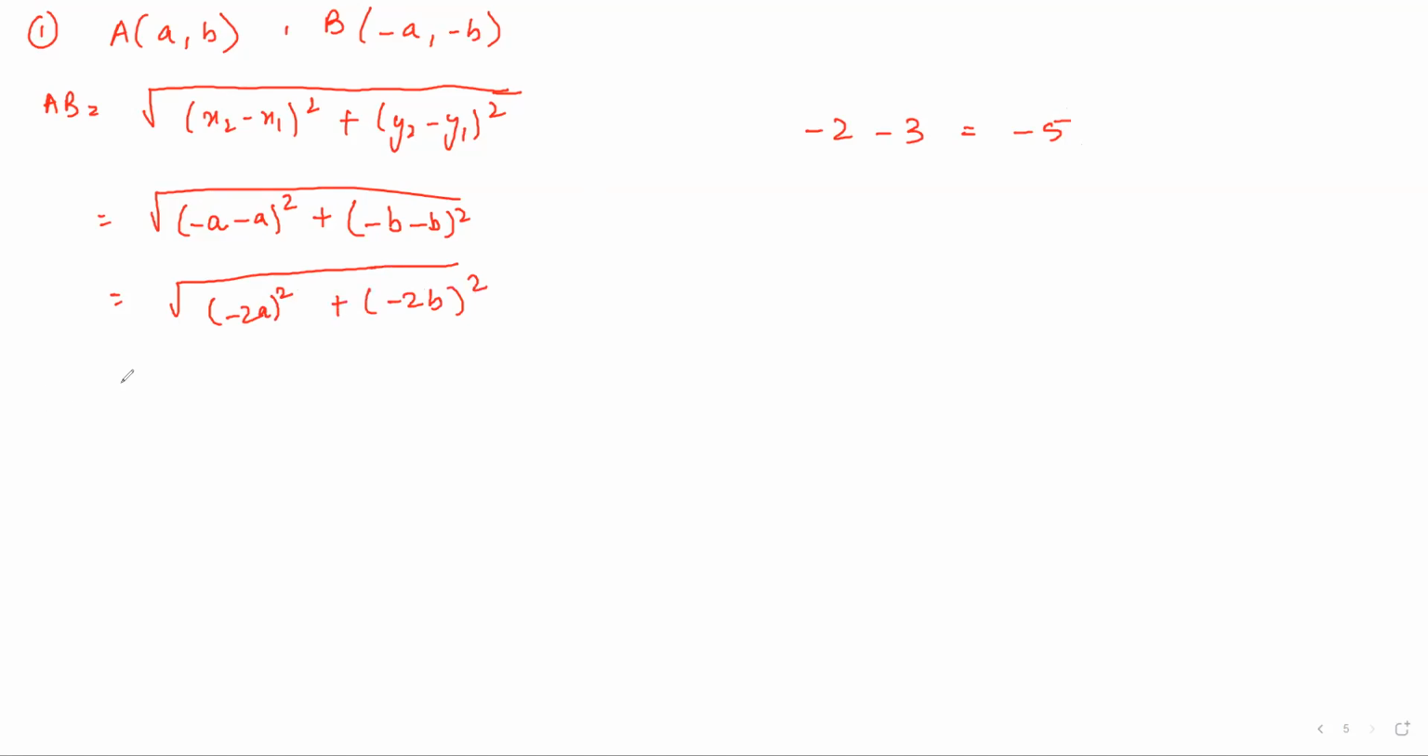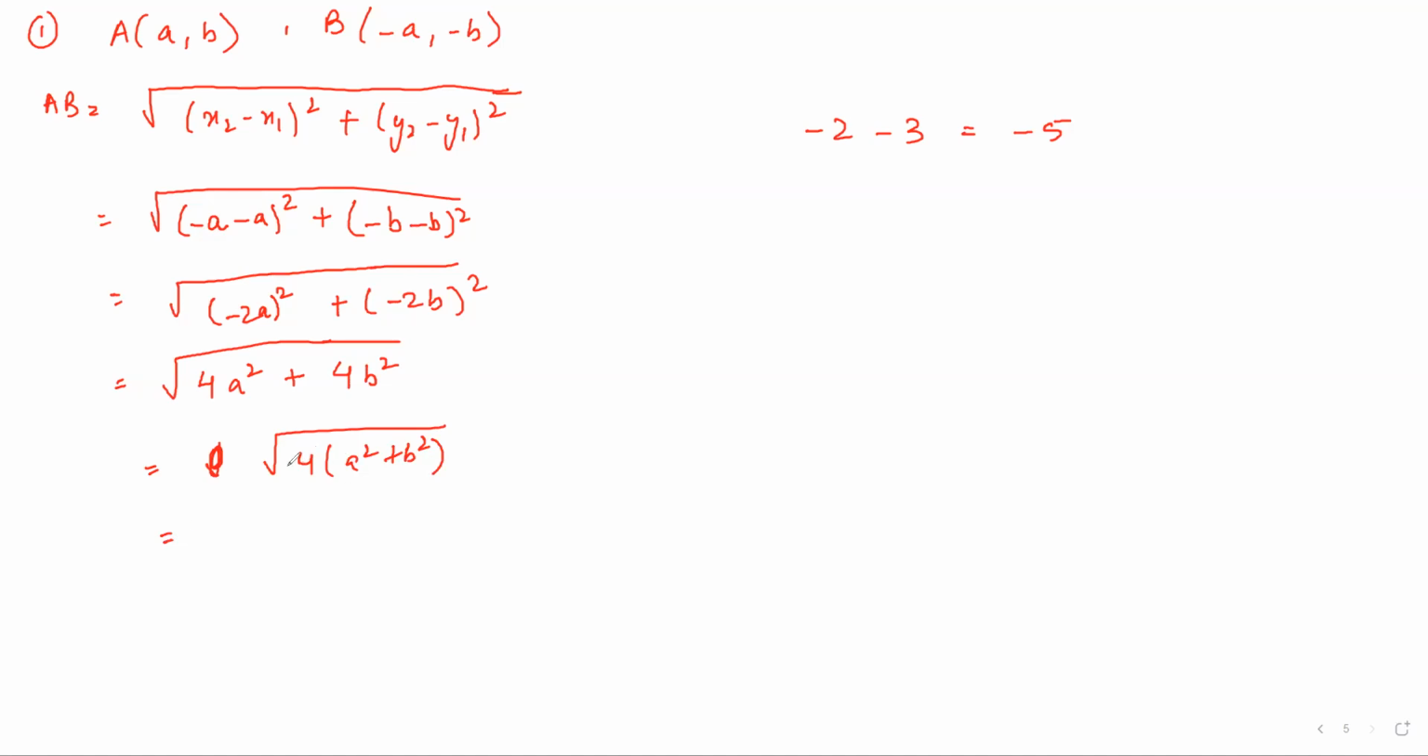Okay. So simply the minus sign will go with the square. So this will be 2 square into a square, and similarly plus 4 into b square, right? So you can do one thing. You can take 4 outside and a square plus b square, right?